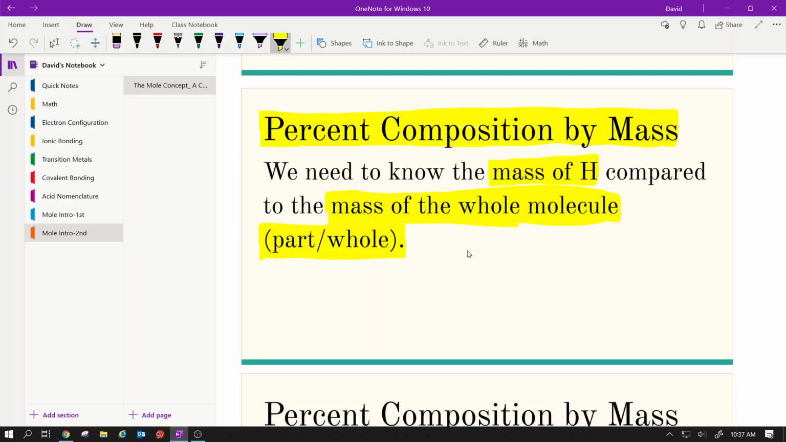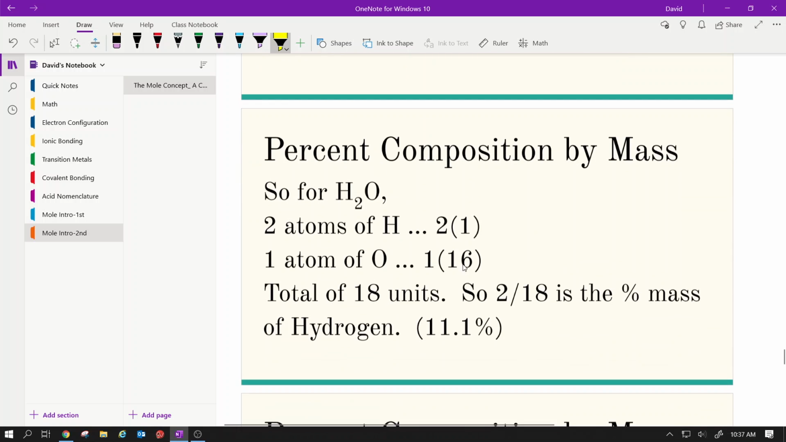All right? So to find that out, for water, there's 2 atoms of hydrogen, so 2 times an atomic mass of 1. And then there's 1 atom of oxygen, so 1 times an atomic mass of 16. Now 2 times 1 is 2. 1 times 16 is 16. All right, so I add those up for a total of, that's right, 18. So total of 18 units.